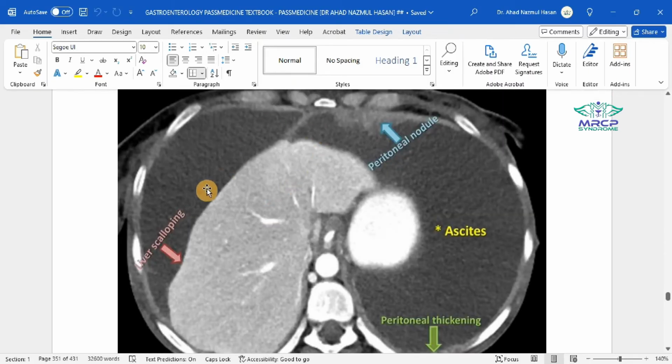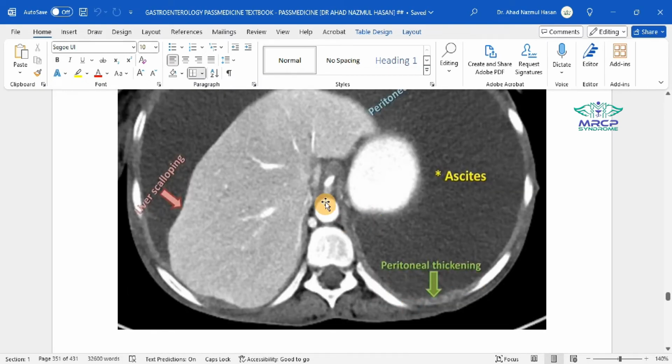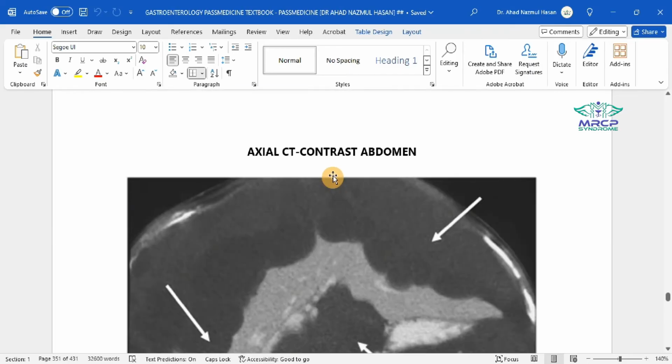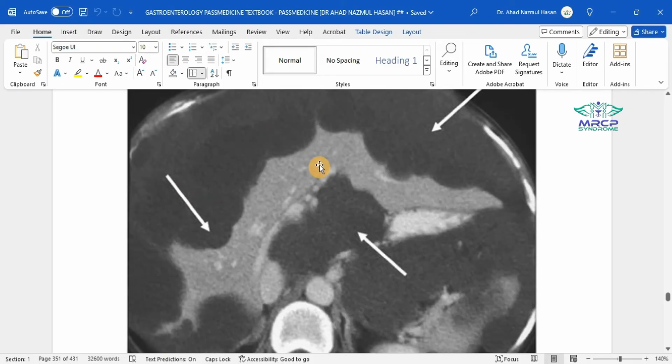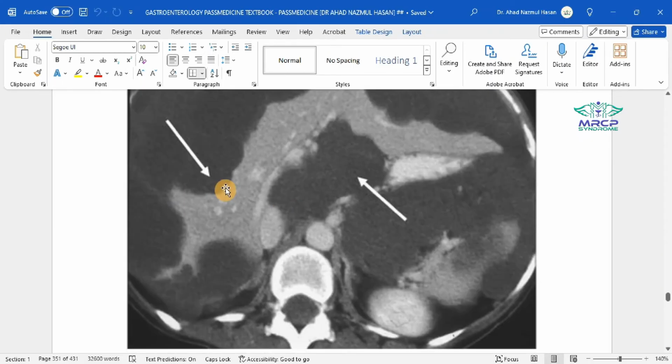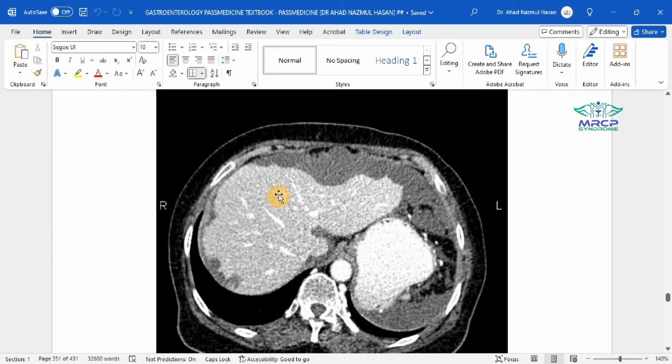Look at the next picture here. Hypoattenuated liver compression, liver scalloping. There is a peritoneal nodule, and there are features of peritoneal thickening. This is another axial contrast CT of the abdomen. You can see the hypoattenuated, typical excessive scalloping of the liver and the spleen by the intraperitoneal mucin, so compression of the liver as well as the spleen. There are also multiple hypoattenuated mass-like lesions with loculated fluid within the peritoneum and the omentum and mesentery, also causing extrinsic compression.